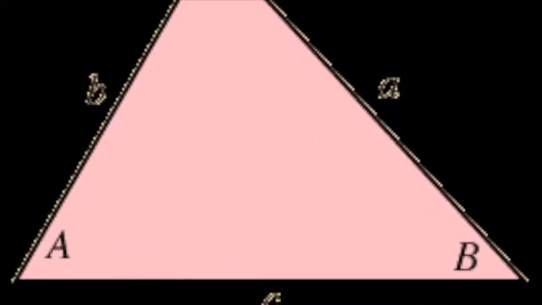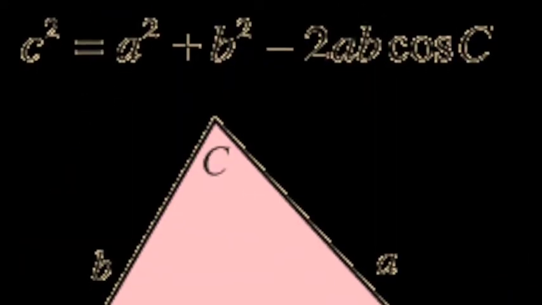From here, you can use the law of sines or continue using the law of cosines to find a second angle. From there, you can subtract the two known angles from 180 degrees and you'll have a full known triangle.